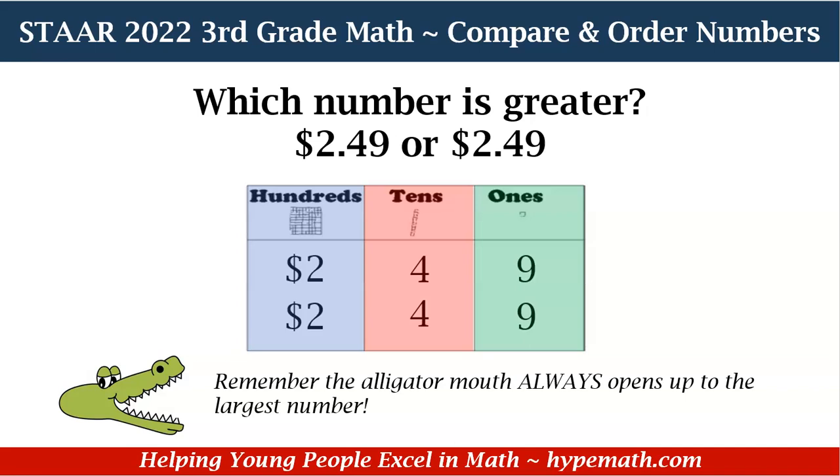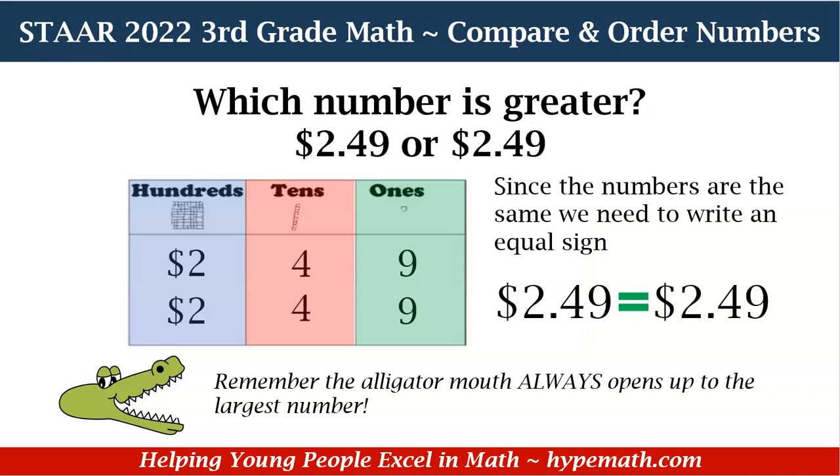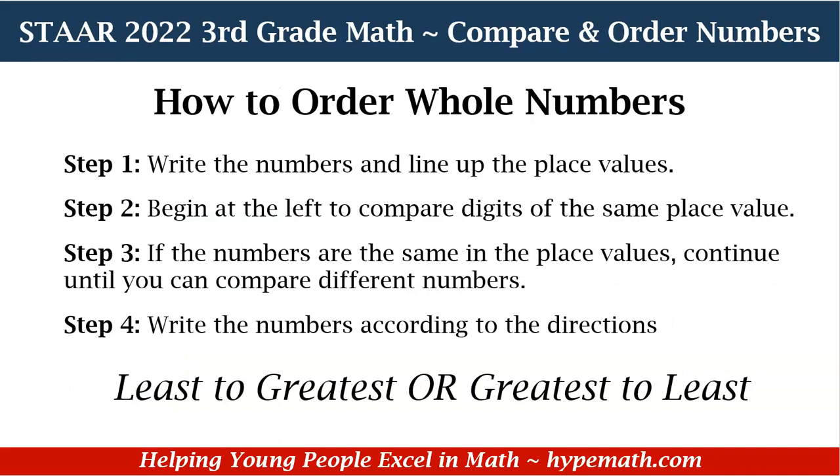And what do you know? Both numbers have a 9 in the ones place. So whenever you have a situation where both numbers have the same values for each place value, they are equal to each other. So neither number is greater, they are actually equal to each other. So $2.49 is equal to $2.49.